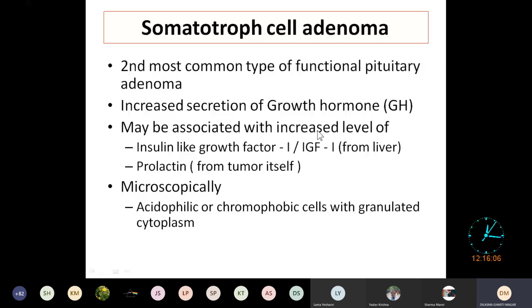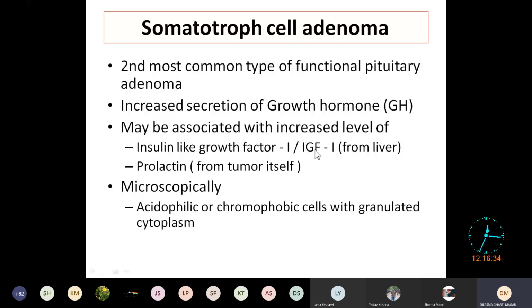I told you, usually these tumor cells produce a single type of hormone, isn't it? So it may be prolactin or it may be growth hormone. Sometimes it may have an association with increased levels of other hormones like insulin-like growth factor 1, and then prolactin also. The prolactin is coming from the tumor itself, but the insulin-like growth factor is coming from the liver.